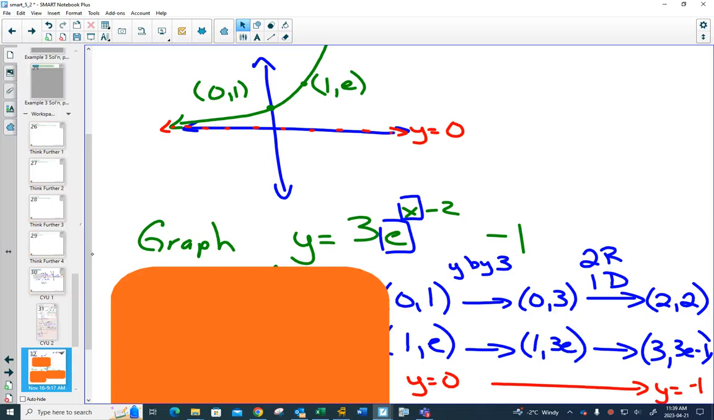And this is a little fun. What would happen to e if you multiplied it by 3? This is really enjoyable in the English language, because you would get 1 comma 3e. Not just 3. 3e. Yeah, nice. And then when you go 1 down, you'd have 3 comma 3e minus 1.